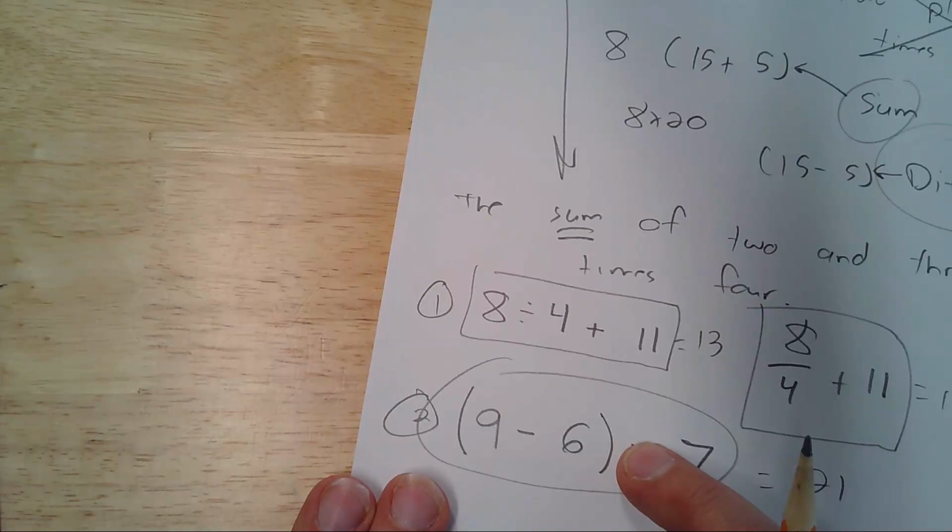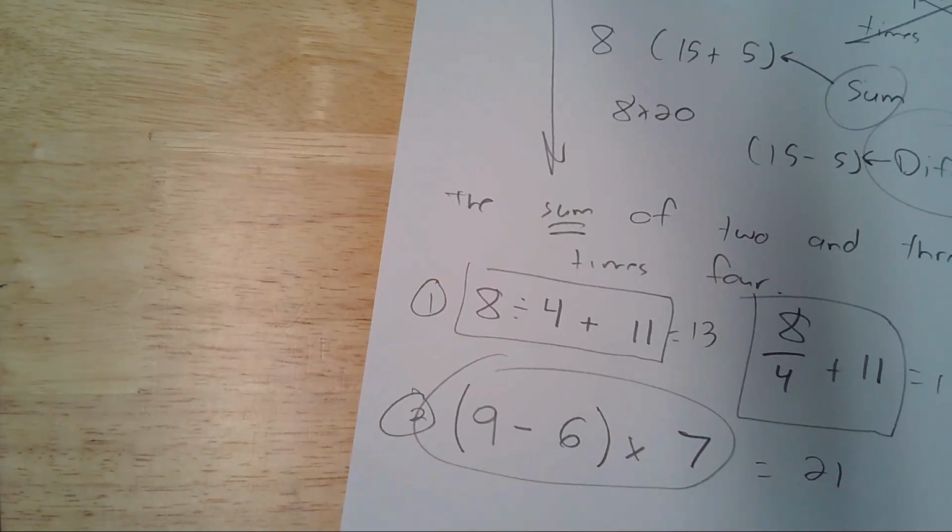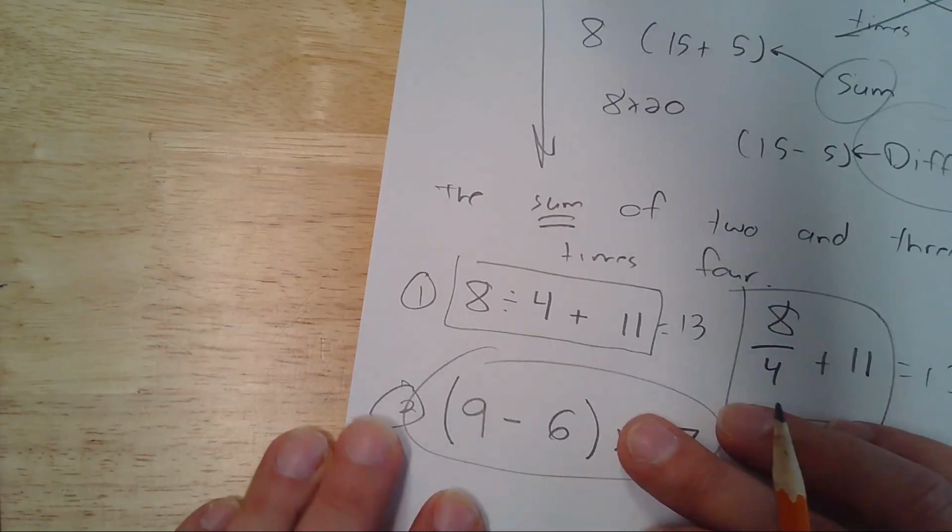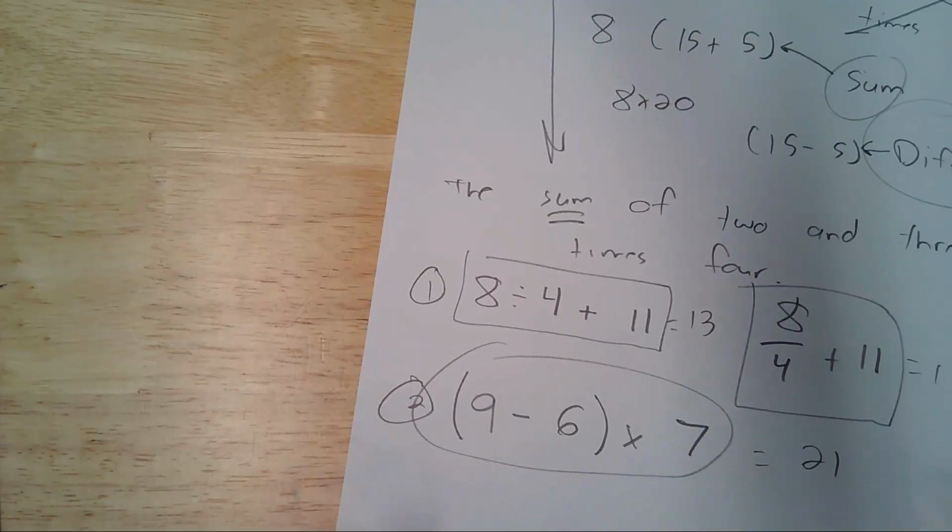Without the brackets, you get a whole different answer. I get negative 35. That's not the right answer. The answer is 21. I only get 21 if I do this subtraction first.